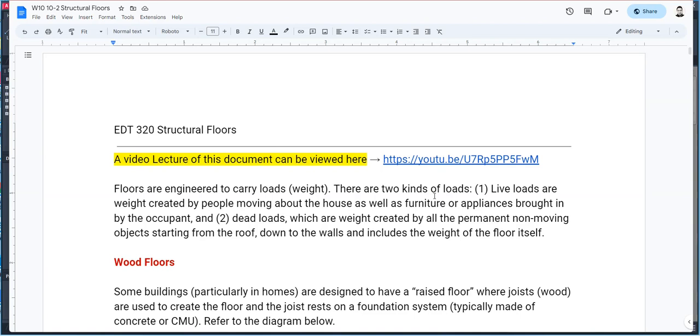Hello. The purpose of this video is to explain structural floors. There is a video, and obviously you're watching it. So on your document, you can find a link to this video.